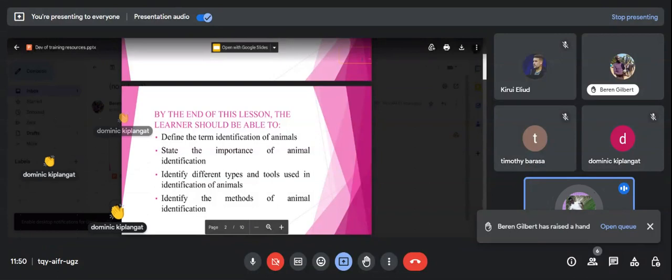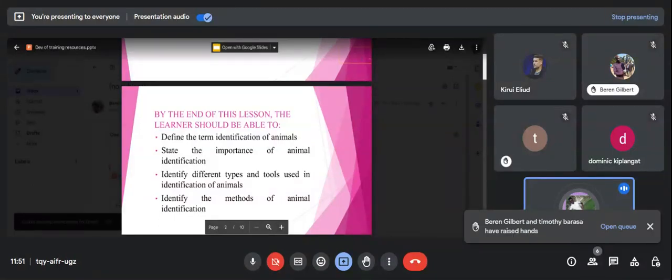We go to the next question of what we have learned. We discussed the importance of animal identification. Please state for me what you have learned on the importance of animal identification. And if you got the answer, please lift your hand. State the importance of animal identification, please.